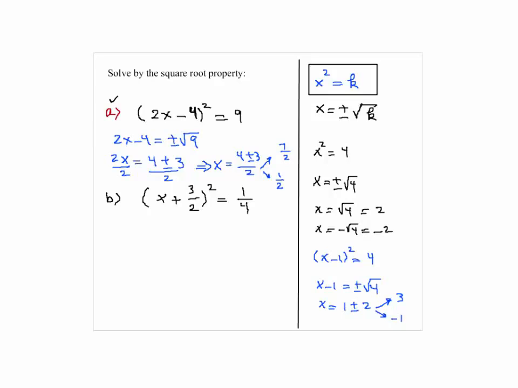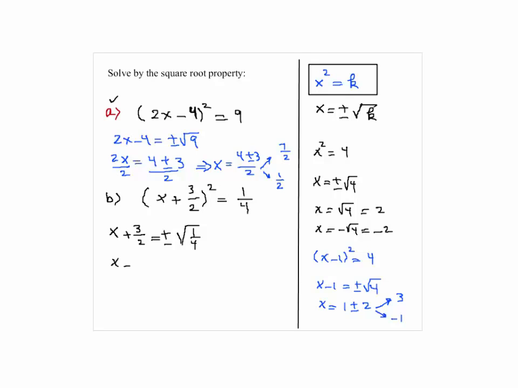All right, let's see. Martha, can you tell me how do you set up the next one? x plus 3 over 2 equal to plus or minus radical 1 over, is it 4 or 9? 1 over 4, I believe.